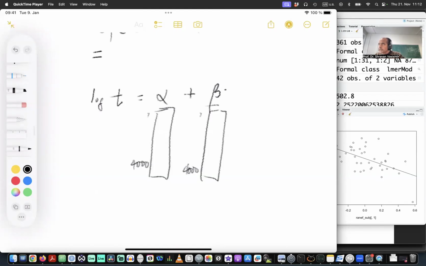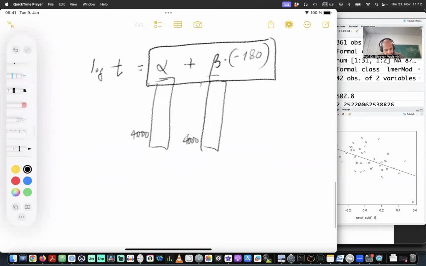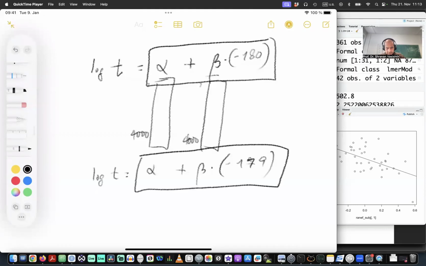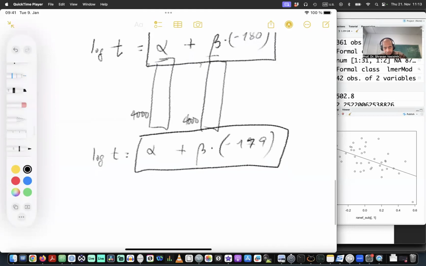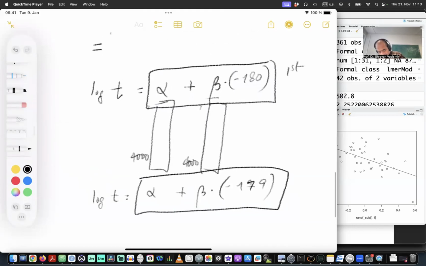I'm going to take those posterior samples, right, and multiply the slope with minus 180, which represents the first trial. This is my expected button pressing time for the first trial, and this is my button pressing time for the second trial. So I have two values here in the boxes that I've just drawn that represent the button pressing time for the first trial and the second trial.